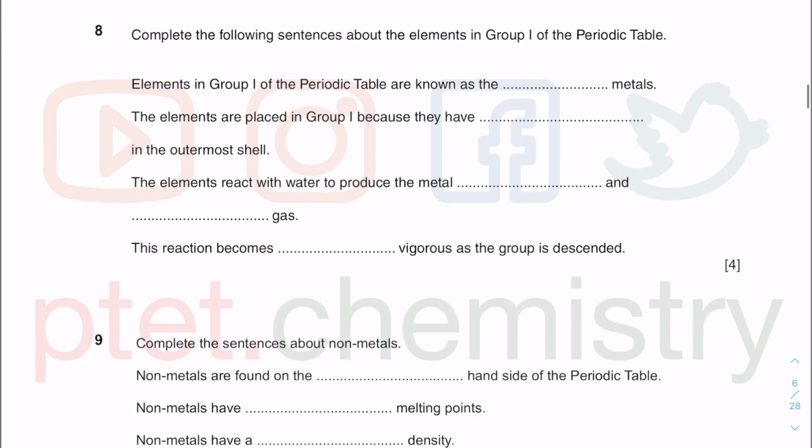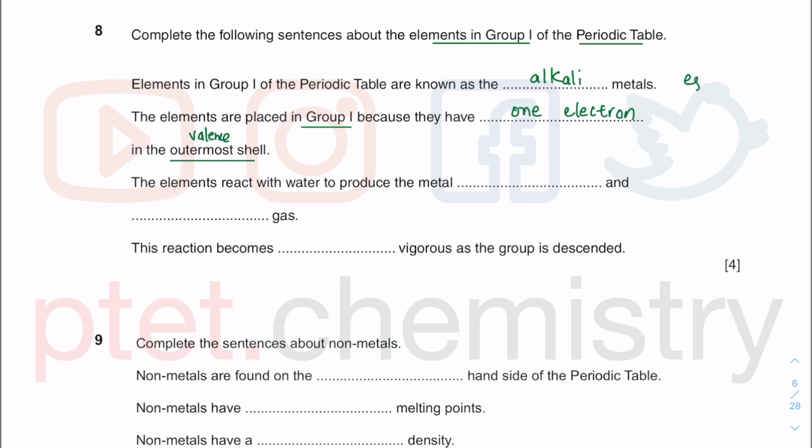Moving on to the next question. This is fill in the blank again, about the periodic table, specifically the elements in group 1. The group 1 metals are what you call the alkali metals. They are all in group 1 because in the outermost shell, or valence shell, they have 1 electron.